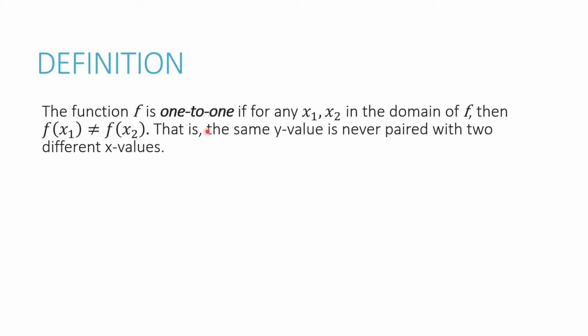So the function f is one-to-one if for any x sub 1 and x sub 2 in the domain of f, then the function of x sub 1 is not equal to the function of x sub 2. That is, the same y value is never paired with two different x values. So basically, when you say one-to-one, one value of x corresponds to exactly one value of y.